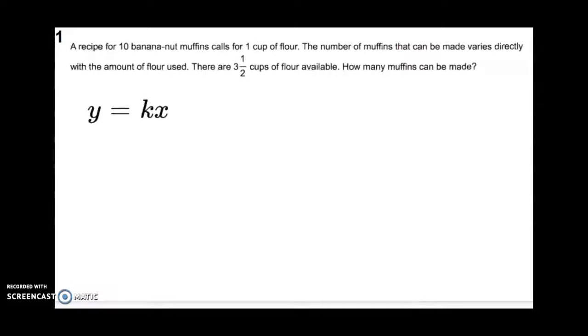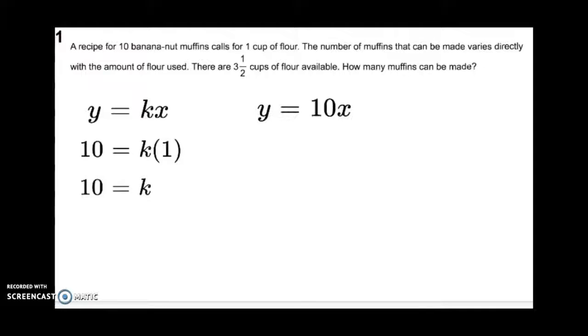First, in direct variation, the equation form is y equals kx, k being the rate of change. So let's substitute in what we have. We have our output of 10 muffins for 1 cup of flour. So let's substitute in 10 for y and 1 for x. So our rate of change, or k, is going to be 10. So the equation is y equals 10x.